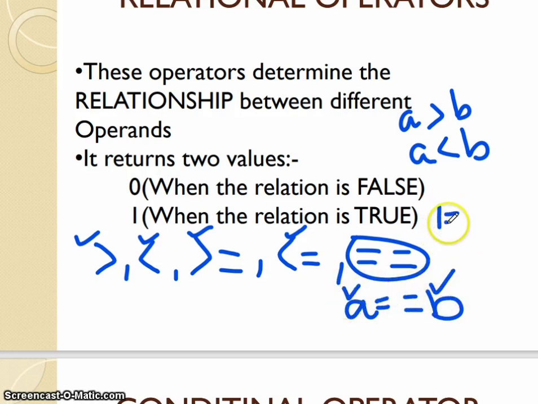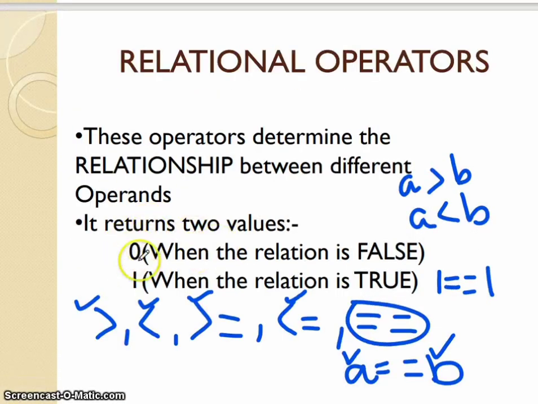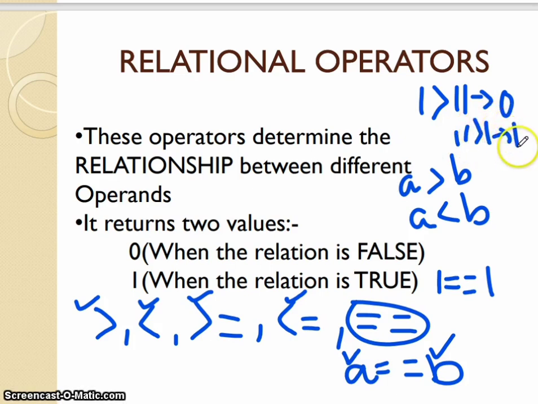If I write 1 is double equal to 1, it compares whether these two are same or not, and it returns two values, that is 0 and 1. Relational operators return two values, that is 0 or 1. 0 when the relation is false. If I write 1 is greater than 11, this condition is false, so the result will be 0. If I write 11 is greater than 1, it will return 1.